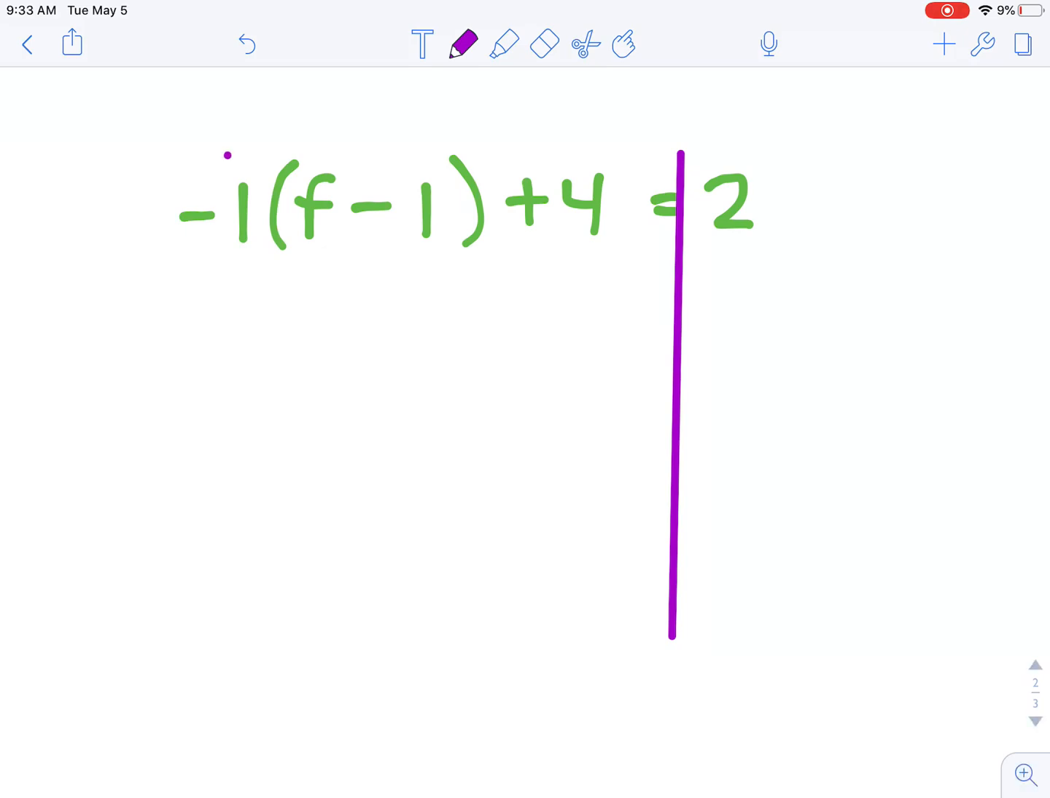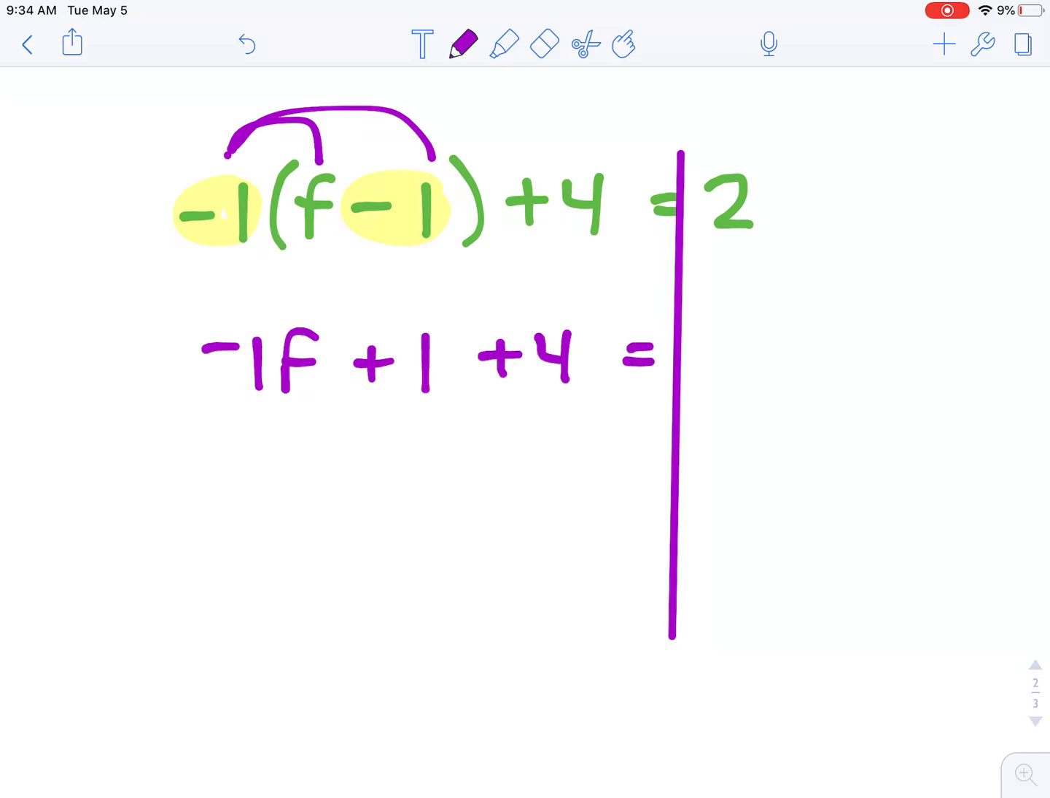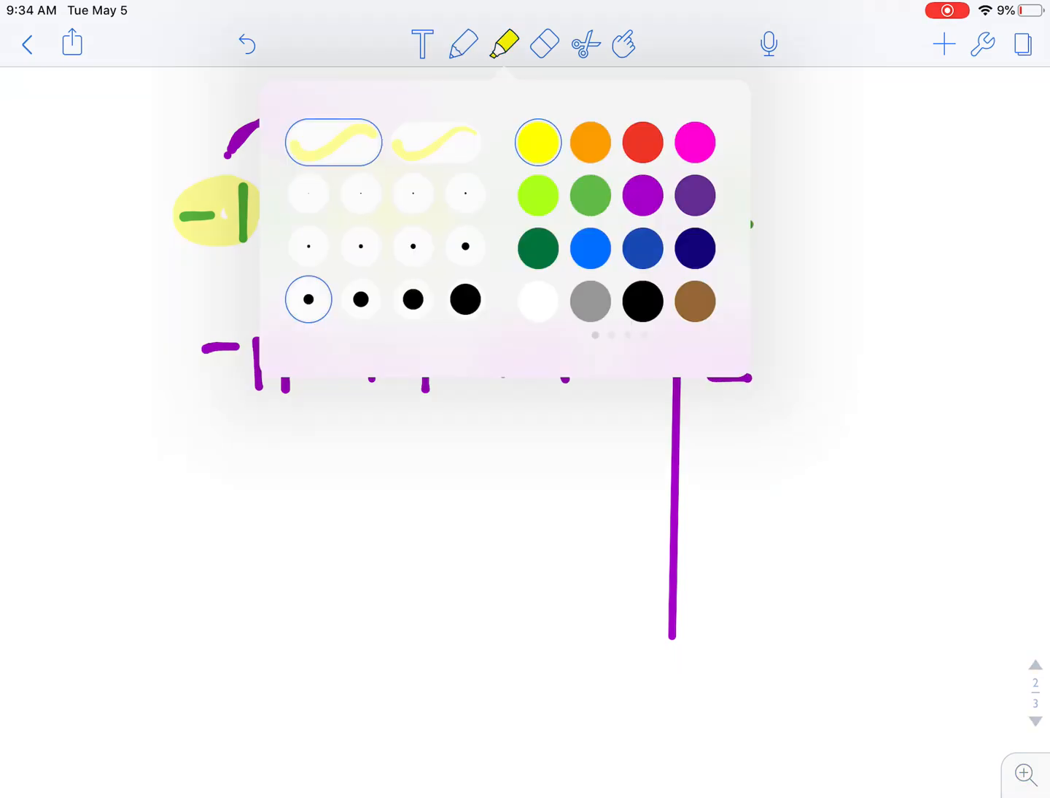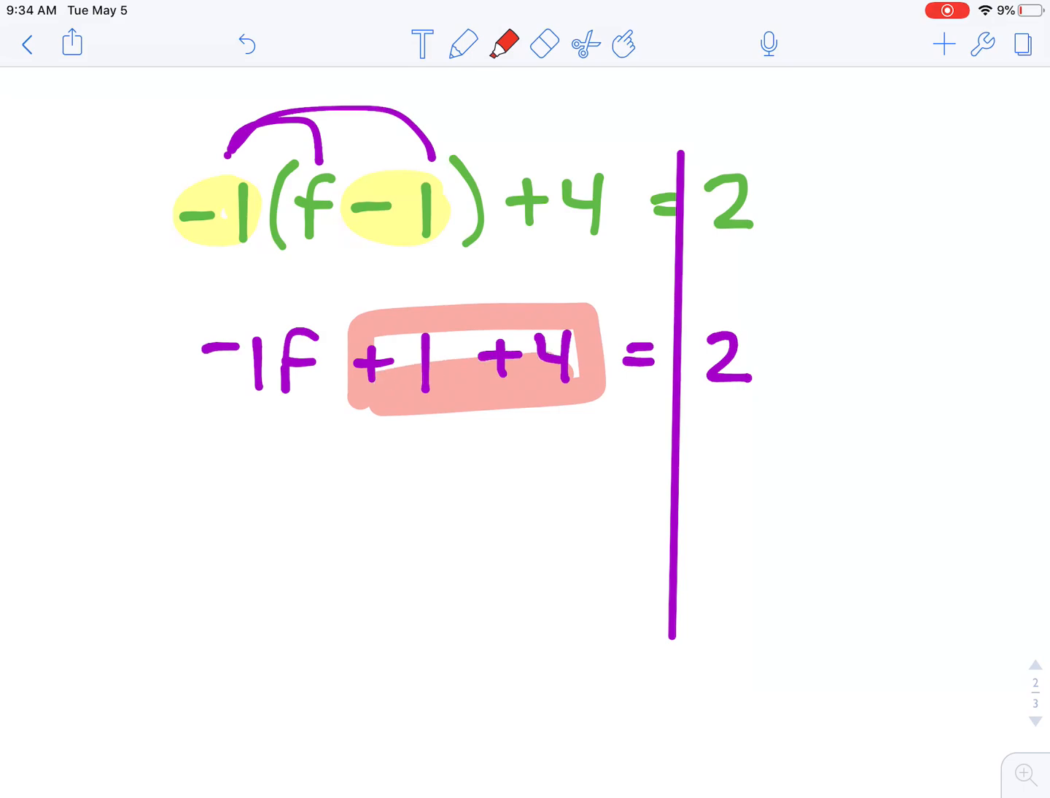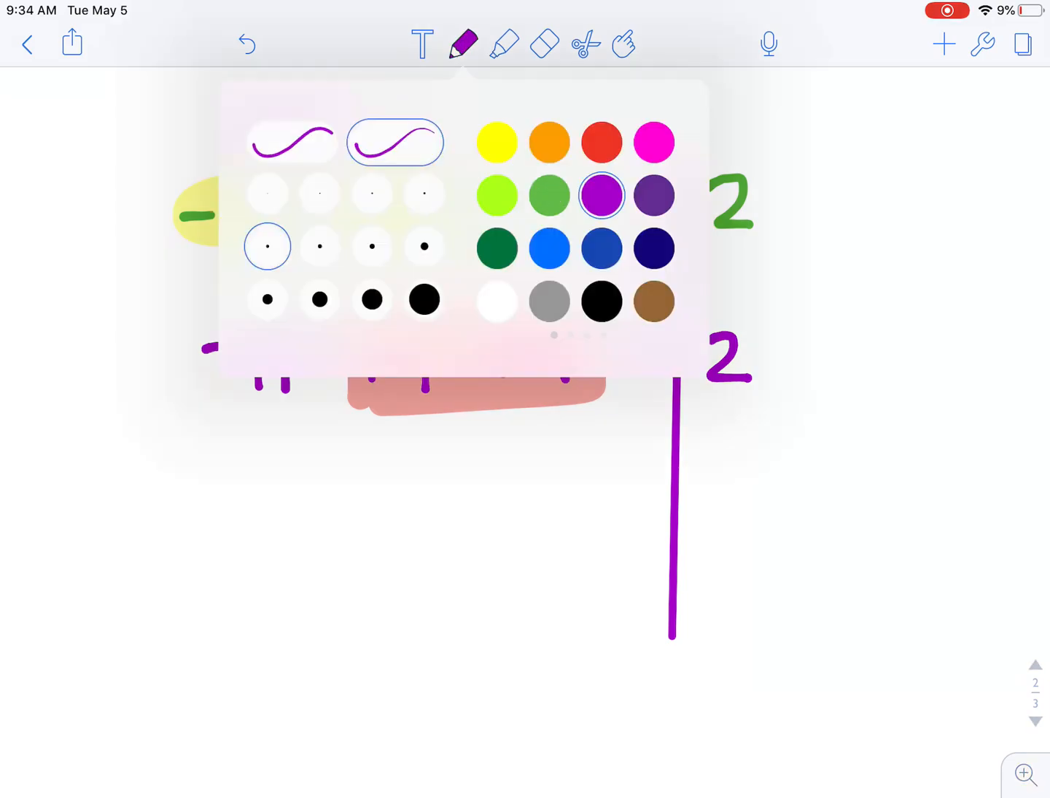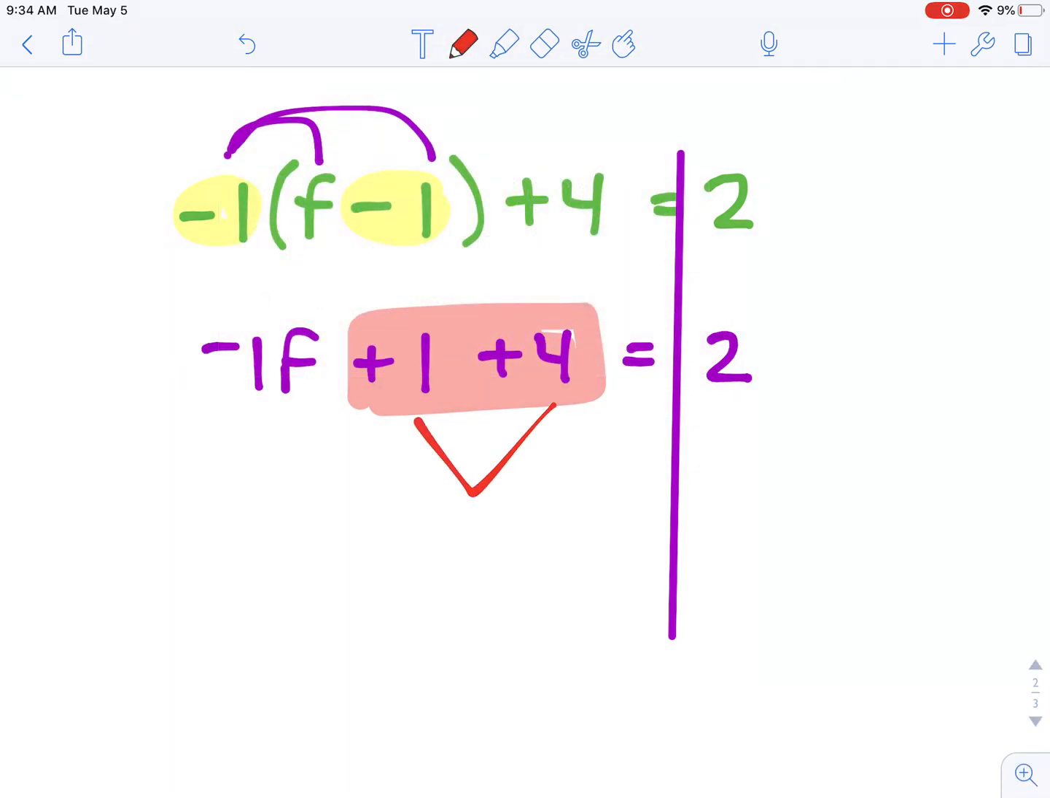First thing we're going to do is distribute. So we have negative 1 times f is negative 1f. Be careful when you multiply. A negative times a negative is a positive, so we have positive 1 plus 4 equals 2. When you're on the same side of the equal sign, you do as the sign says. You're going to combine like terms. So we have negative 1f, and you don't do opposite because they're on the same side of the equal sign. 1 plus 4 is 5.